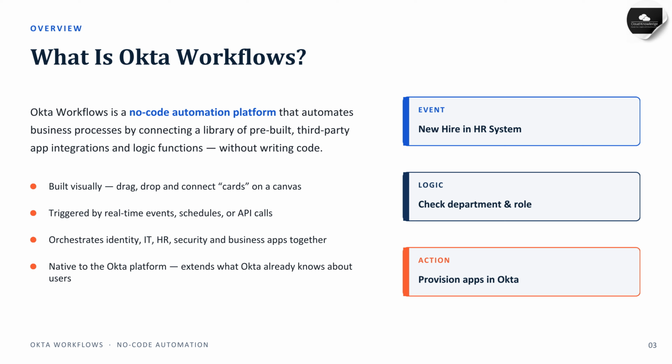First, an event, something happens, like a new hire showing up in your HR system. Second, logic, you check conditions, like department and role. Third, an action, something actually happens as a result, like provisioning apps in Okta. It's built visually, you literally drag, drop, and connect cards on a canvas. It's triggered by real-time events, schedules, or API calls. And because it's native to Okta, it orchestrates identity, IT, HR, security, and business apps all together in one place.